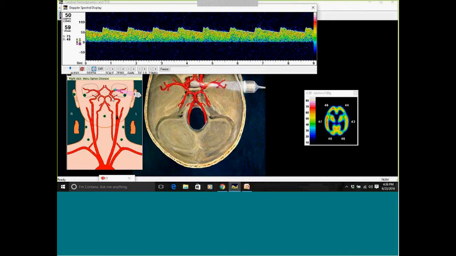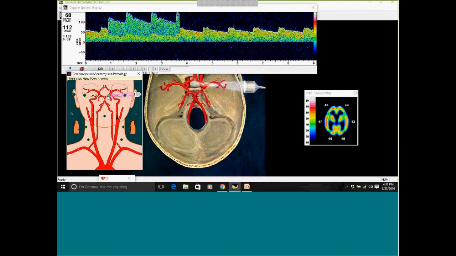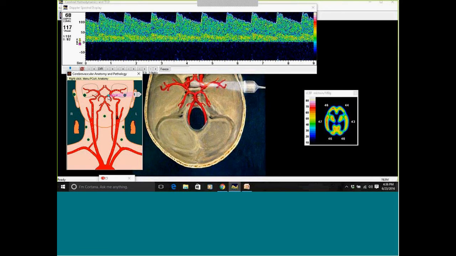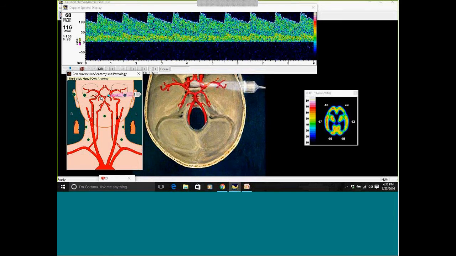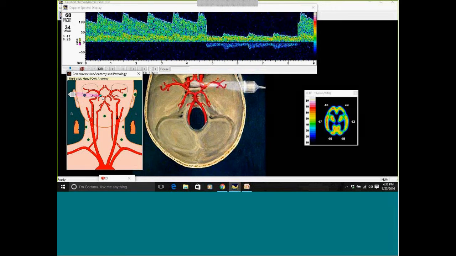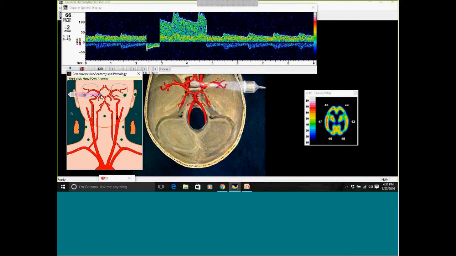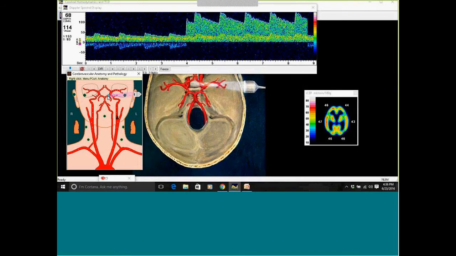So let's see what our PCA looks like here. Oh, wow. The PCA is 114 on this side. What is the posterior normal? It's about, what, 40? So it's almost 3 times its normal. Let's see what the posterior looks like on the other side. So it's normal. So when you have a carotid occlusion or near occlusion, and you have high flows in my PCA, you're not going to think there's a stenosis in the posterior cerebral artery. You are going to think collateral flow.